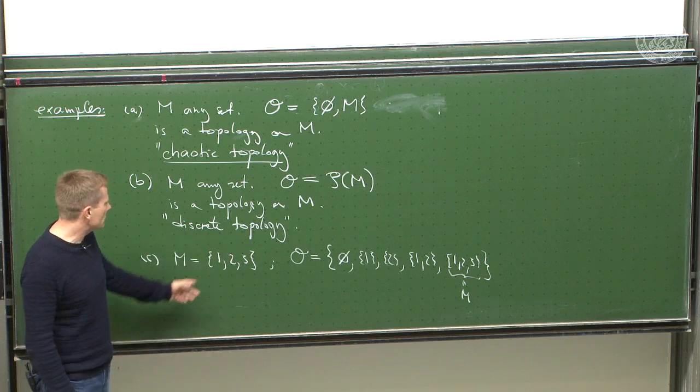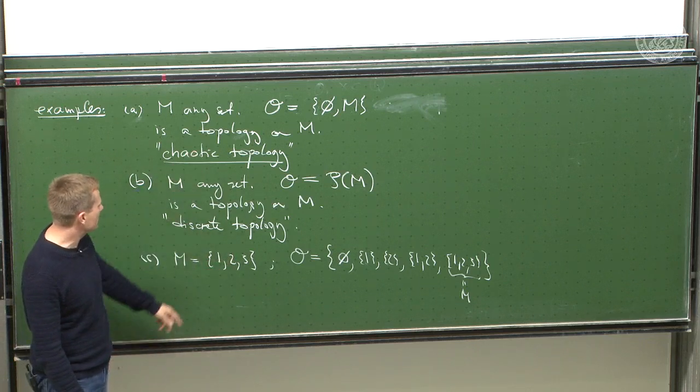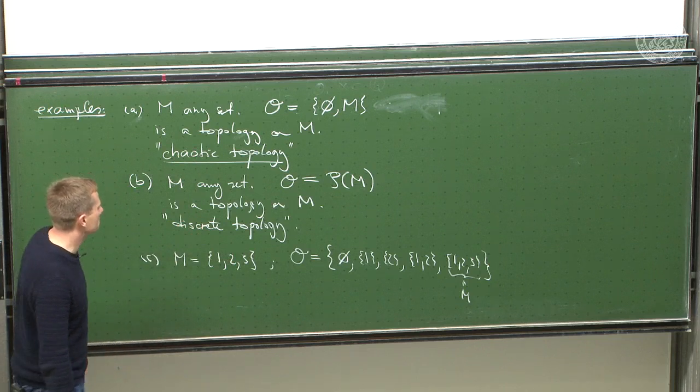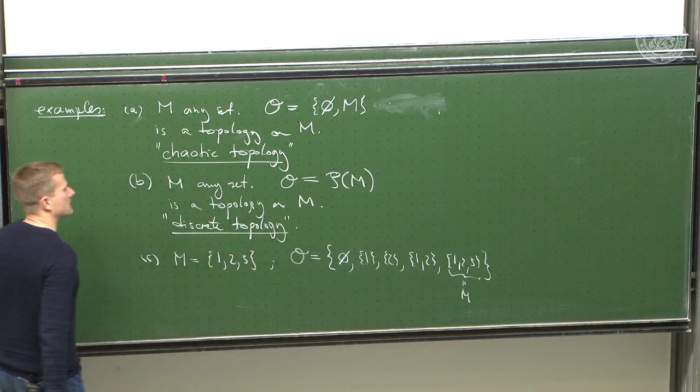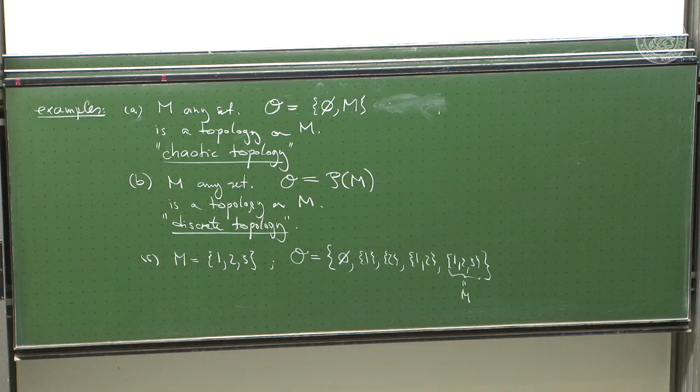You can find many others on 1, 2, 3. For instance, the chaotic one. For instance, the discrete one, and so on. Okay. Right. So these are these examples.